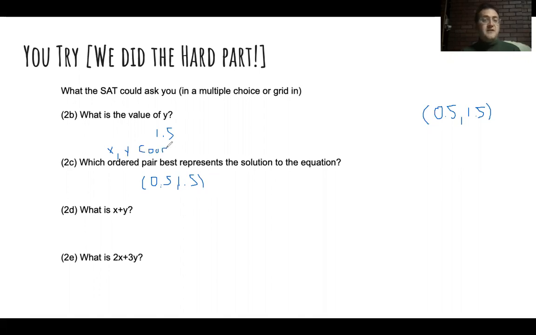X plus Y just asks you to take your X and your Y and add them together. So that would be 0.5 plus 1.5 equals 2. That could even be a grid-in type of question. Or I could have 2 times 0.5 plus, some type of algebraic expression that could be asked on the SAT as well, where you just plug your X and your Y into the algebraic expression. So we get 1 plus 4.5, we get 5.5.